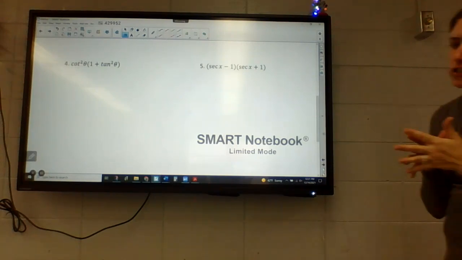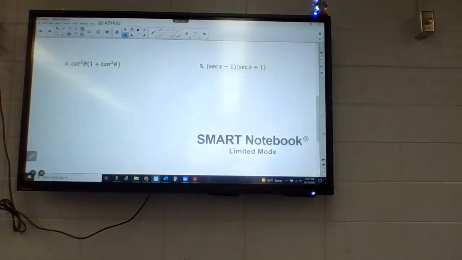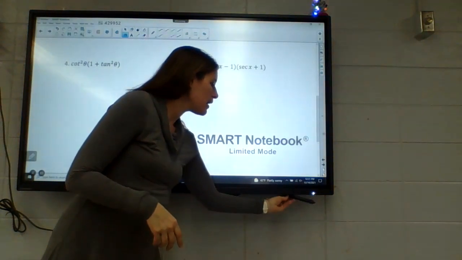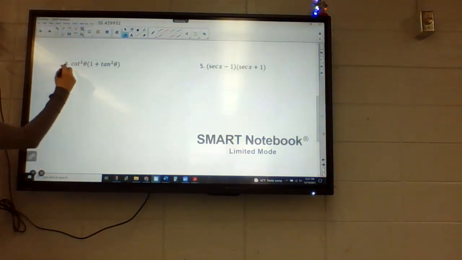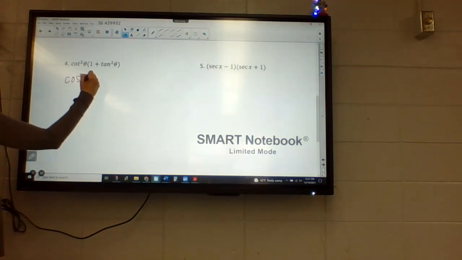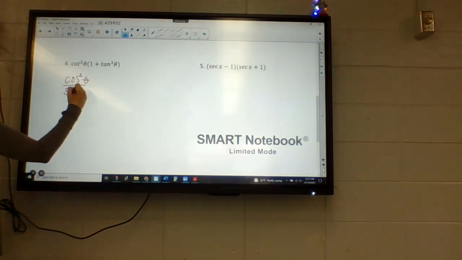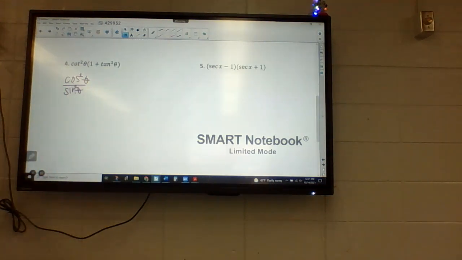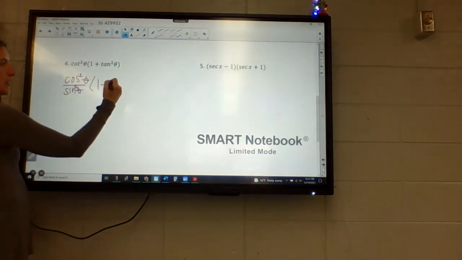Now, in the directions, it does say use sines and cosines, so trying to head towards sines and cosines is probably a good idea. So what I did here was I figured out cotangent squared was cosine squared over sine squared, or cosine theta. Now make sure you do keep it as squared. I know some of you guys asked about that.